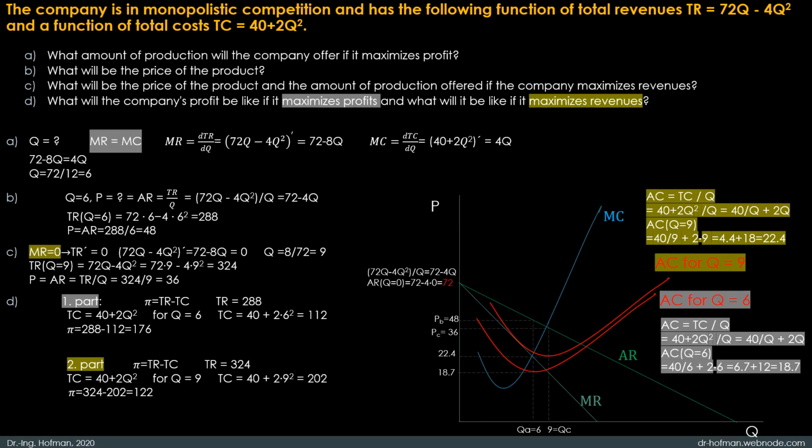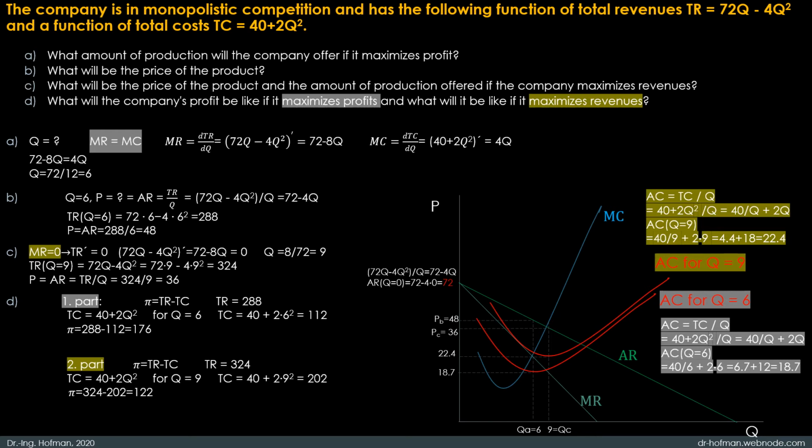In the C point, we are asked what will be the price of the product and the amount of production offered if the company maximizes revenue. For maximizing revenue, the total revenue derivative should be 0. Total revenue derivative of 72Q minus 4Q squared according to Q is 72 minus 8Q, and this should be 0. From here you get the quantity 9.